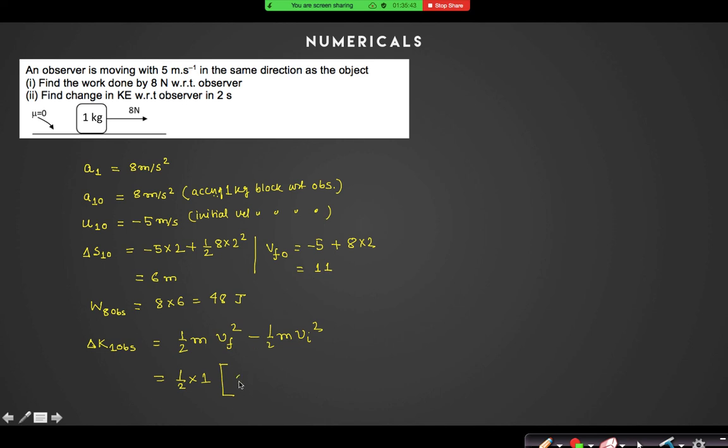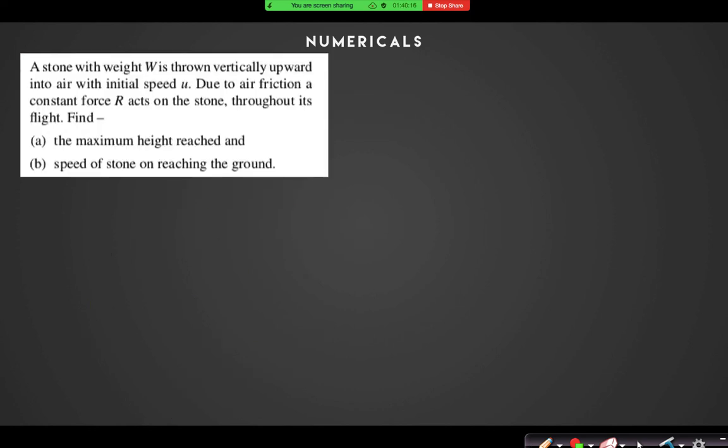So it is 11 square, and what is V initial? It was minus 5, so that is 25. So what is 11 square minus 25? 121 minus 25 is 96. Half into 96 is 48. Right? So I am saying that even if the work done and kinetic energy values are different in different reference frames, the work energy principle is true in all reference frames.